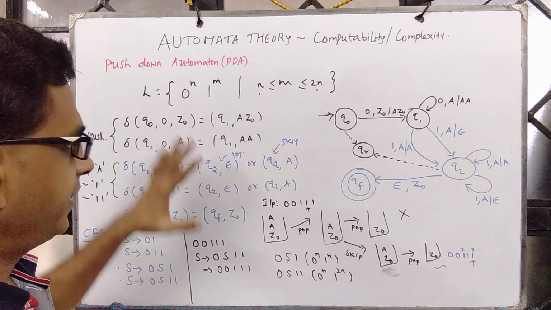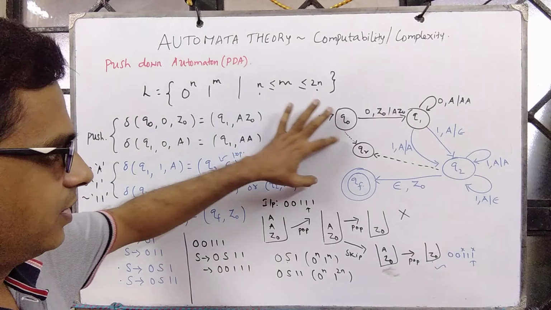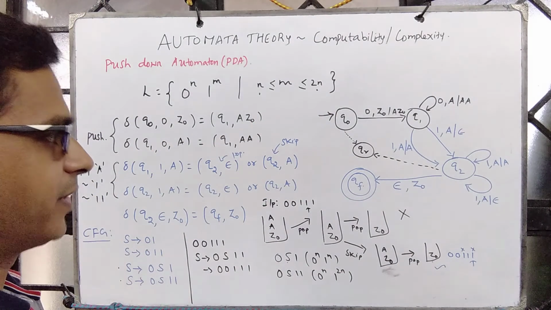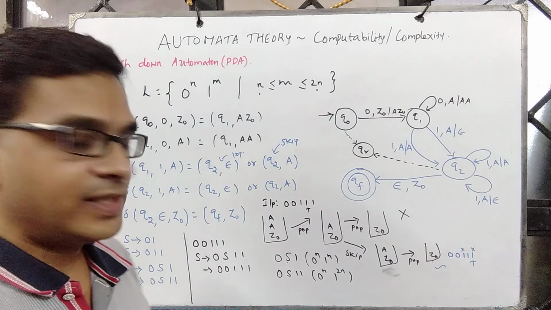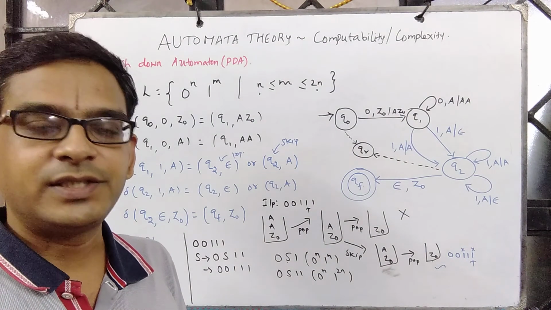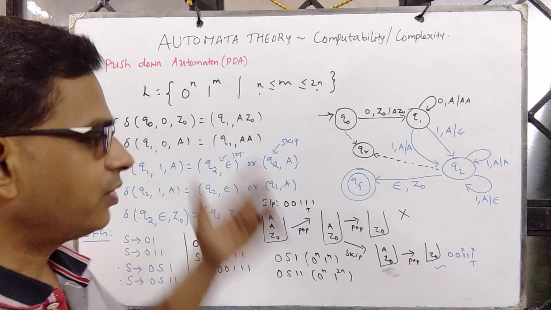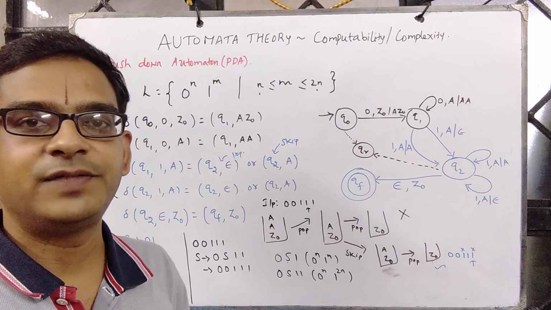And as always, we designed the machine using transition function, diagram, and context-free grammar. Now let's try understanding the limitations of these machines. Like this, what more it can compute, what it cannot compute, all that we shall discuss next.